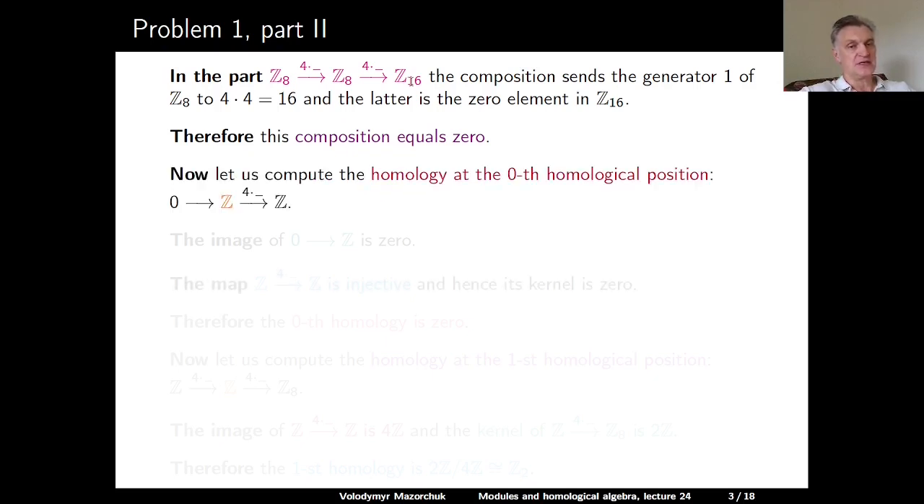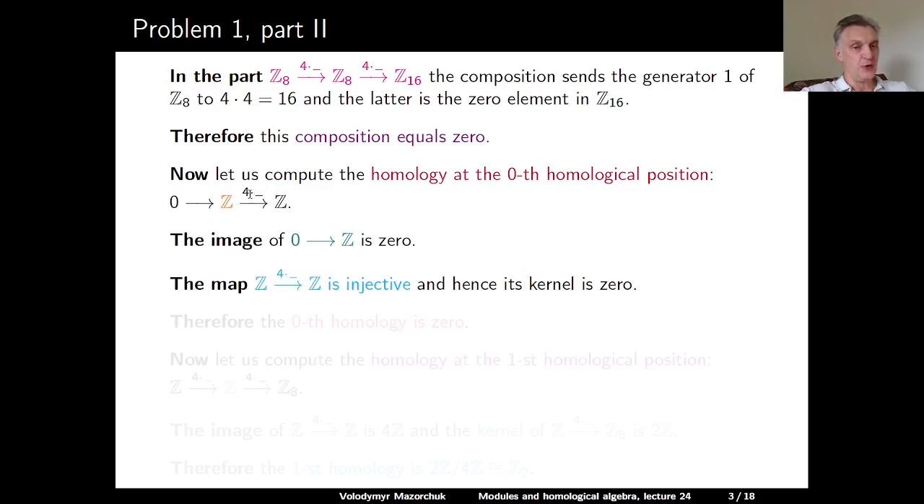Now let us compute step by step all homologies of this complex. In the 0 homological position, this is the position where we have the leftmost Z, the left map is the 0 map, so its image is 0 in Z. And the right map is multiplication by 4. This map is injective because it starts with Z and ends up with Z. Any non-zero integer multiplied by 4 gives you a non-zero integer. So the kernel of this map is 0. So the homology, which is the quotient of the kernel by the image, is 0.